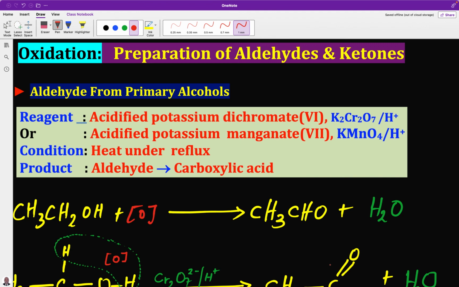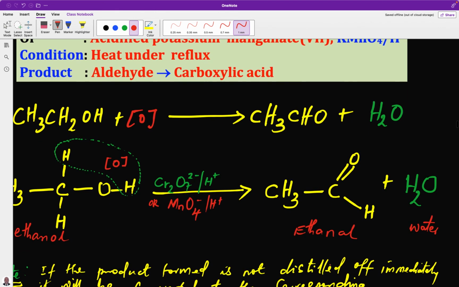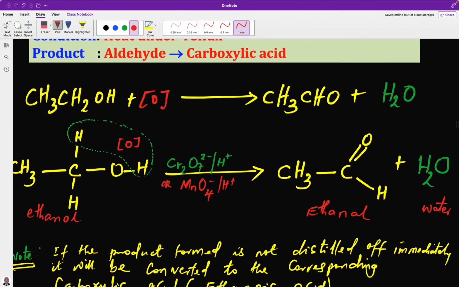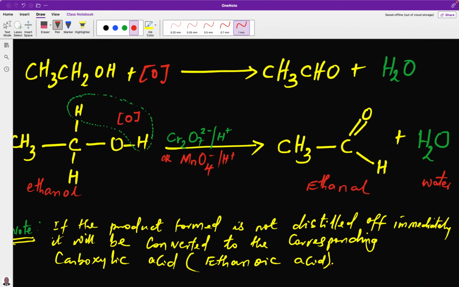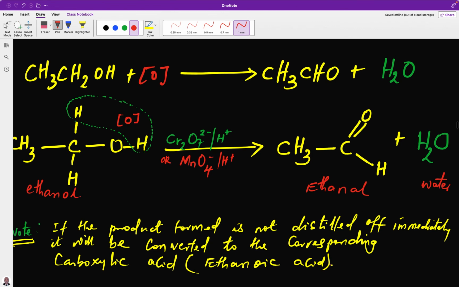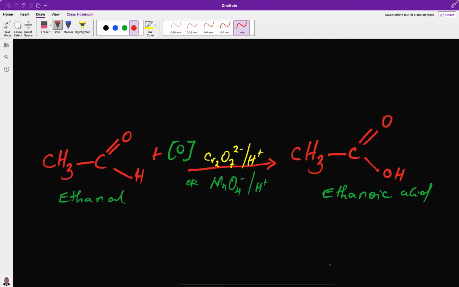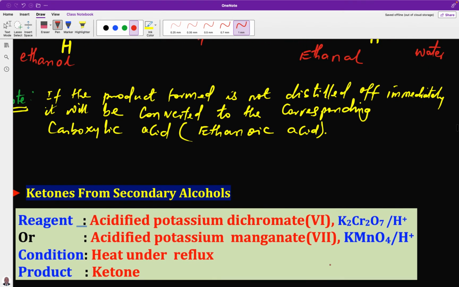I said this is heated under reflux. With aldehyde, the product formed should be distilled off immediately, because if allowed to stay for some time, it will be further converted to the corresponding carboxylic acid. In this situation, ethanal, if allowed to stay for some time, will undergo further oxidation into ethanoic acid.